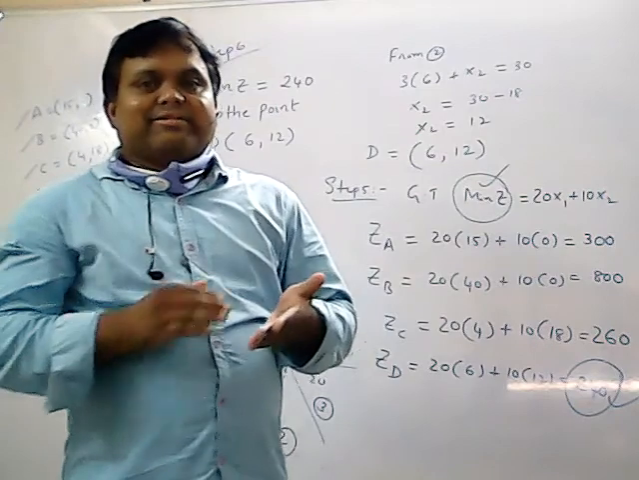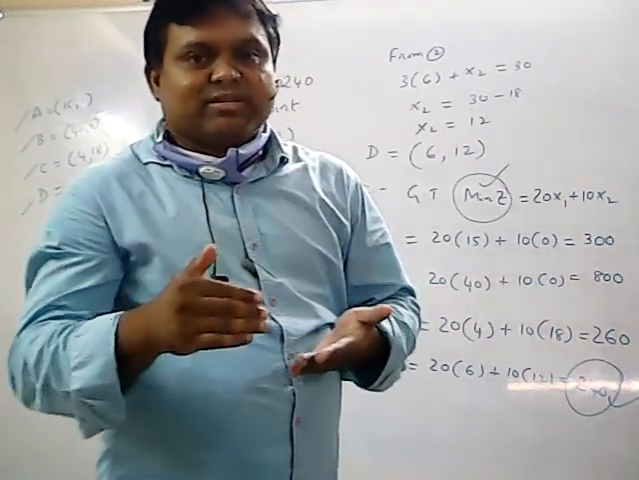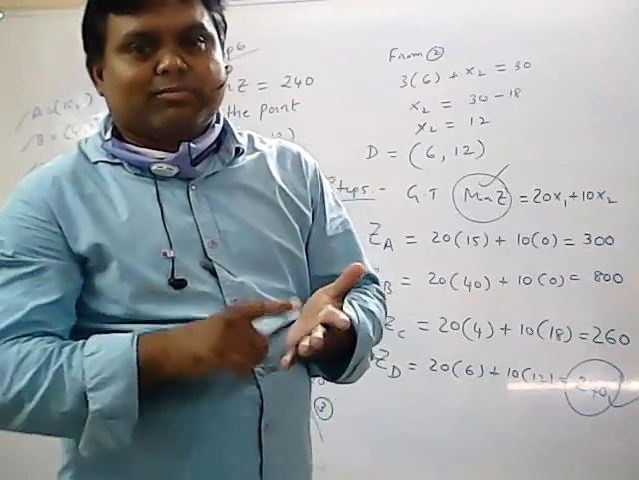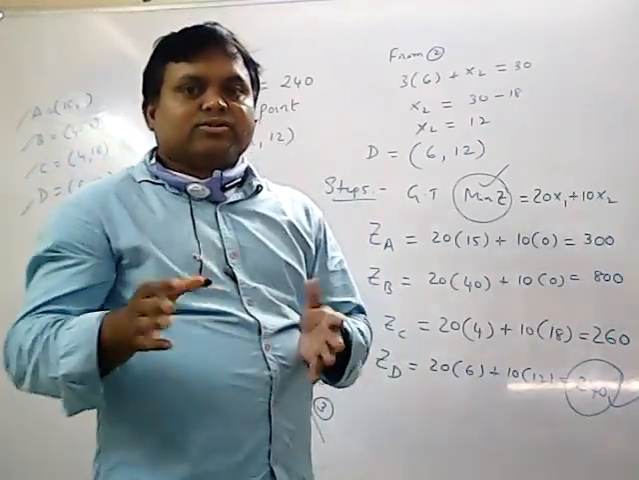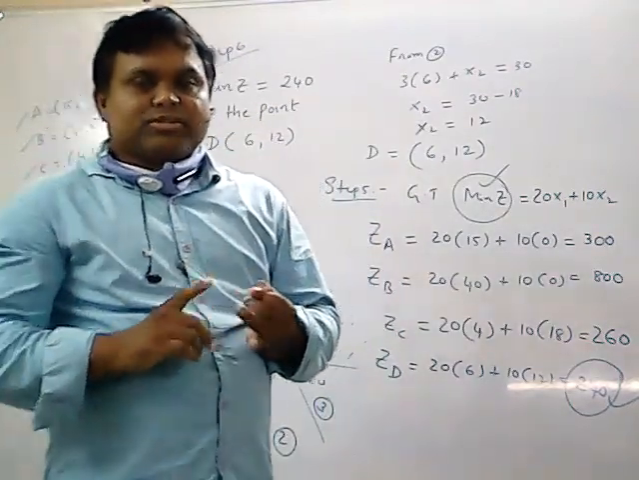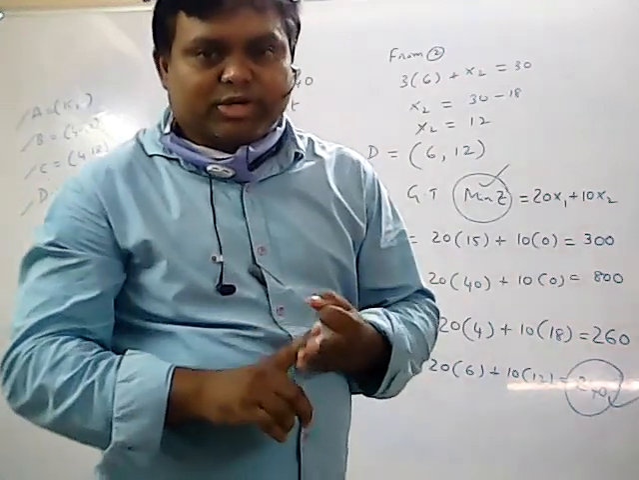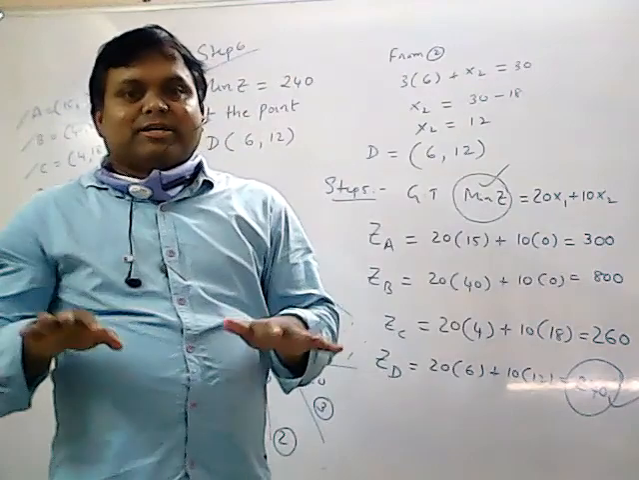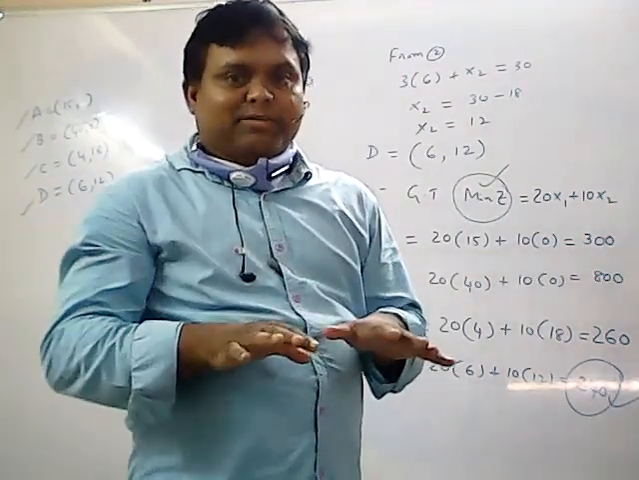In the next class I will explain the special cases one by one: alternate optimum solutions, unbounded solutions and infeasible solutions. I will give one problem, then you can understand what is meant by an alternate optimum solution, an unbounded solution, and an infeasible solution. Then the graphical method will be completed.